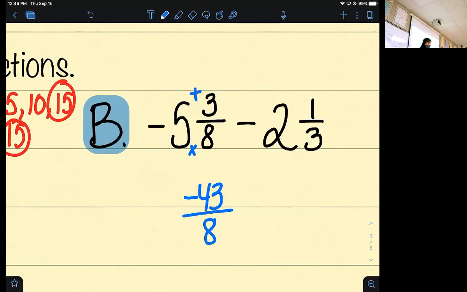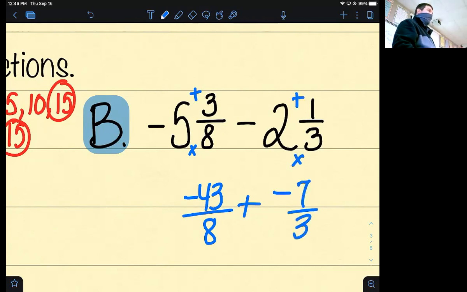So I'm supposed to use keep, change, opposite. What's the opposite of 2 1/3? Negative 2 1/3. So I know it's going to be negative. And while I'm doing that, what's 3 times 2? 6 plus 1 is 7. So I'm going to change that to a negative 7/3.